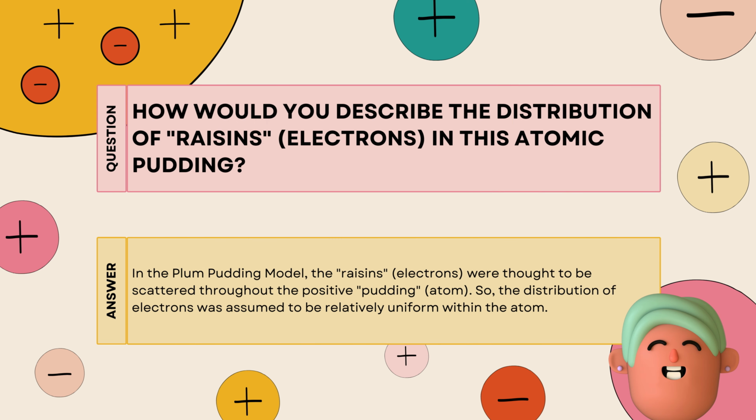How would you describe the distribution of raisins, electrons, in this atomic pudding? Answer: In the plum pudding model, the raisins, electrons, were thought to be scattered throughout the positive pudding atom. So, the distribution of electrons was assumed to be relatively uniform within the atom.